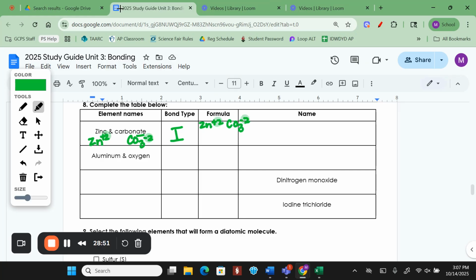I can see that I have 2 positives, 2 negatives, so that means that these numbers go away. And that means that we have a 1-to-1 ratio, and that's going to create ZnCO3. To name that, it becomes zinc(II) carbonate.